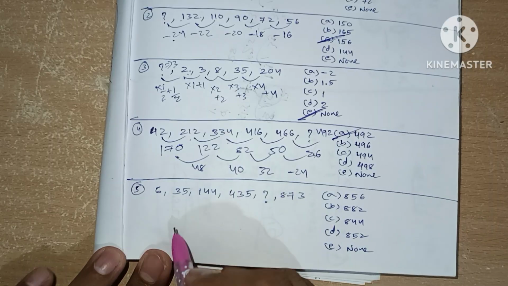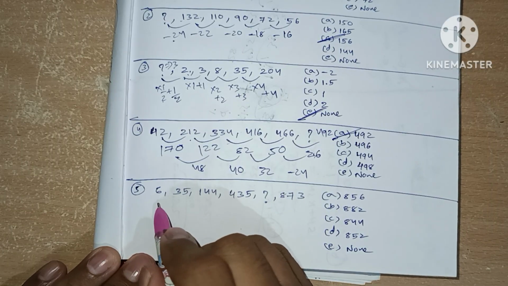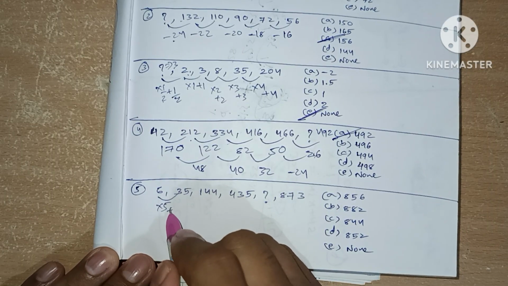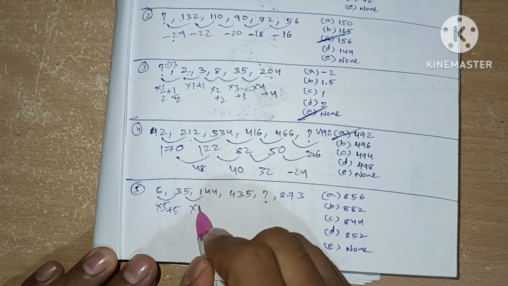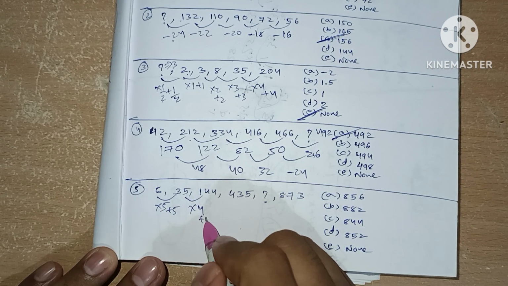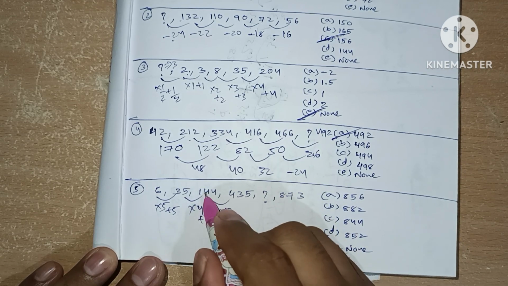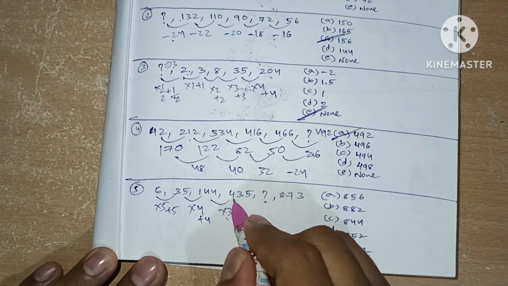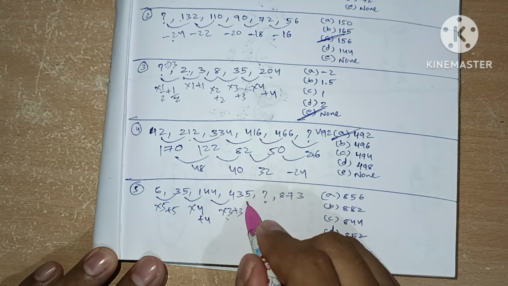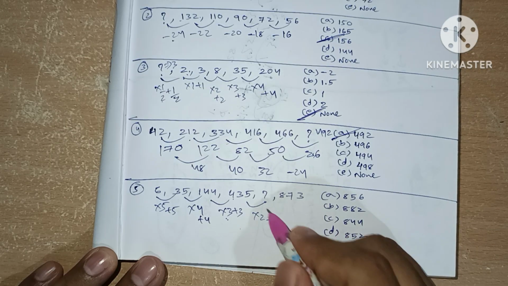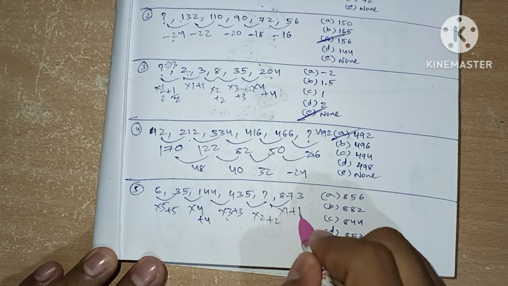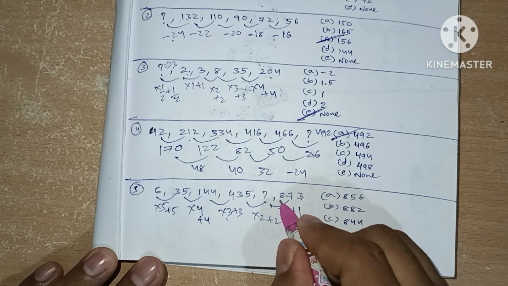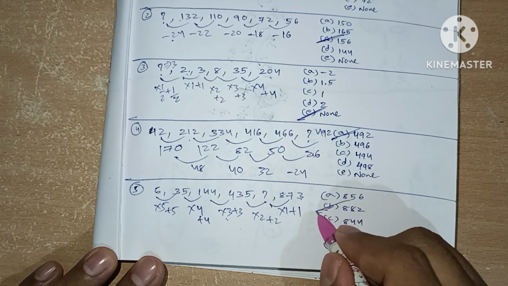Next, fifth question. Here in this question we see it is into 5 times plus 5. This is into 4 times 140, 140 plus 4. This is into 3 times 14, 3 times 42 and 12, which we get 432 plus 3. So it must be into 2 times plus 2 into 1 time plus 1. So subtracting 1 we get 872. 872 is our answer, option B.